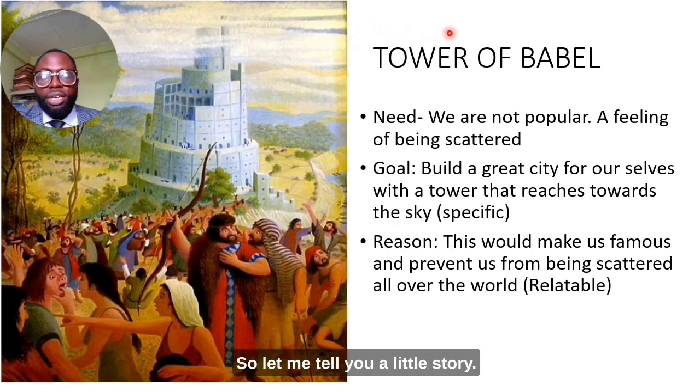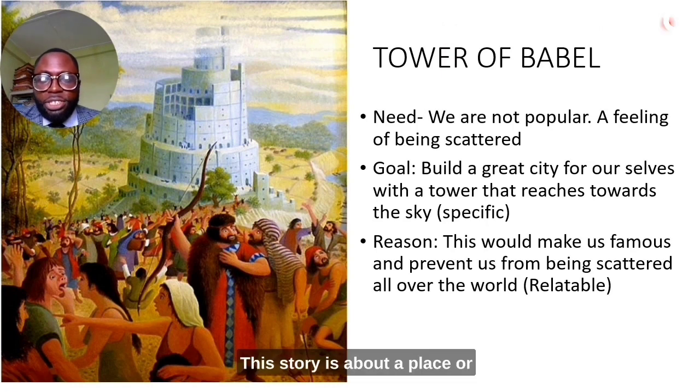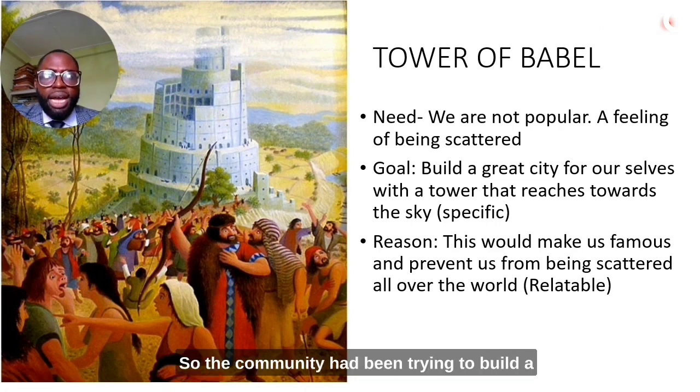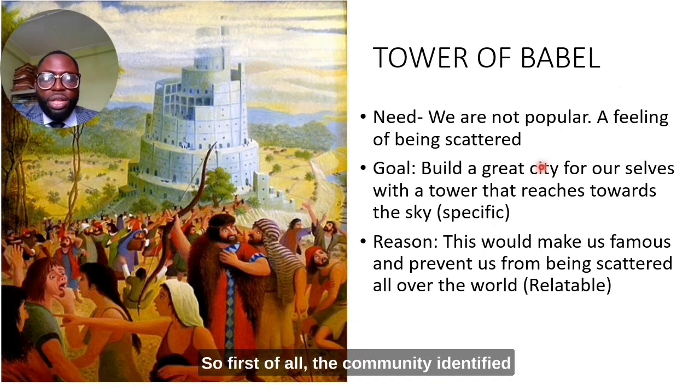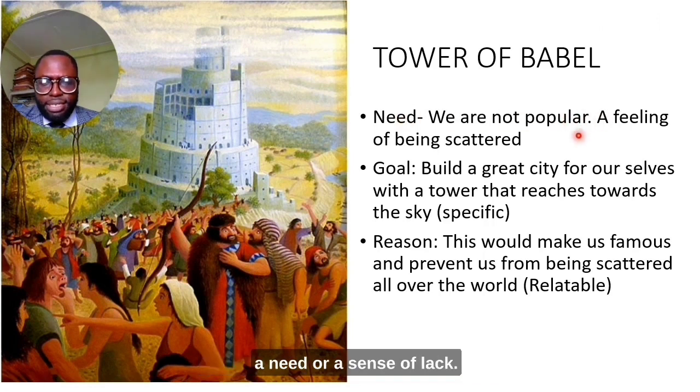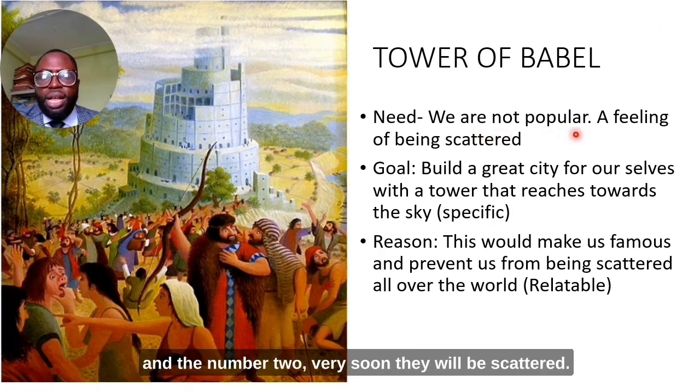So let me tell you a little story. It's a story taken from a very popular book. This story is about a place or a thing called the Tower of Babel. So the community had been trying to build a tower, and in the end, were given different languages. So first of all, the community identified a need or a sense of lack, and they had the feeling that one, they are not popular, and then number two, very soon they will be scattered.